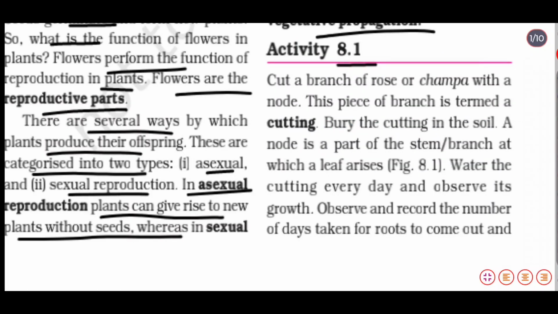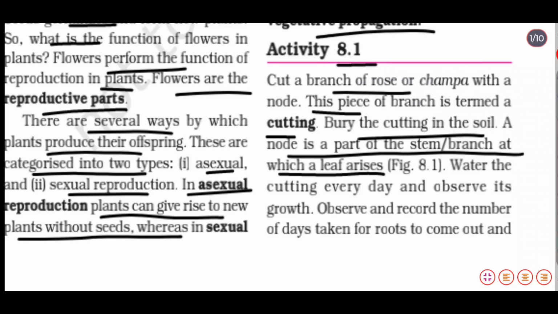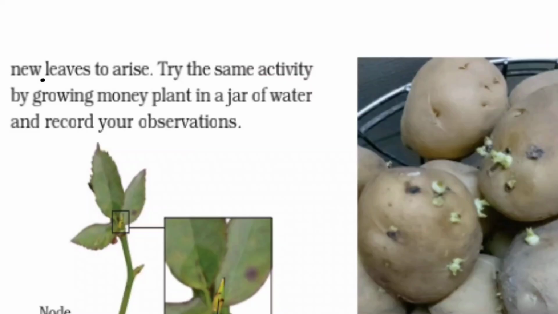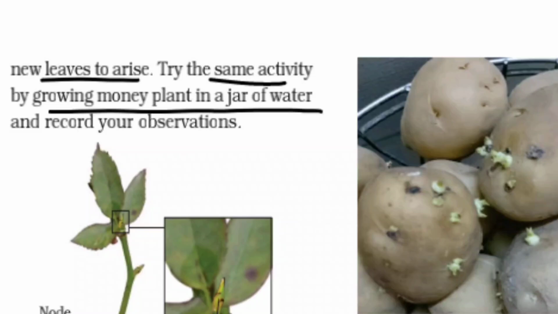Activity 8.1. Cut a branch of rose or champa with a node. This piece of branch is termed as cutting. Bury the cutting in the soil. A node is a part of the stem and branch at which a leaf arises. Figure 8.1. Water the cutting every day and observe its growth. Observe and record the number of days taken for roots to come out and new leaves to arise. Try the same activity by growing a money plant in a jar of water and record your observations.